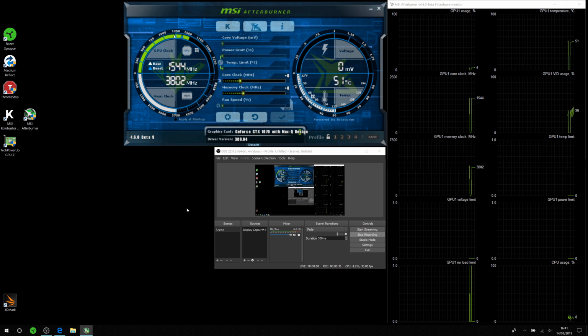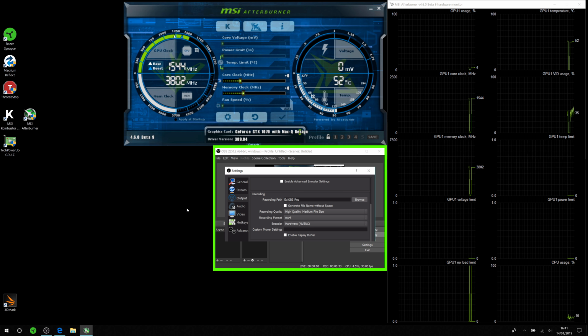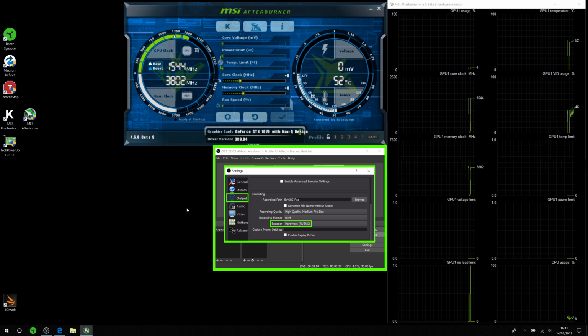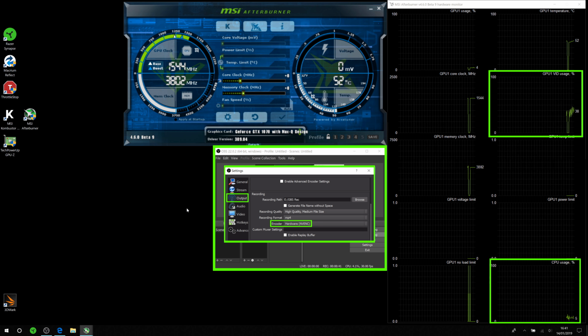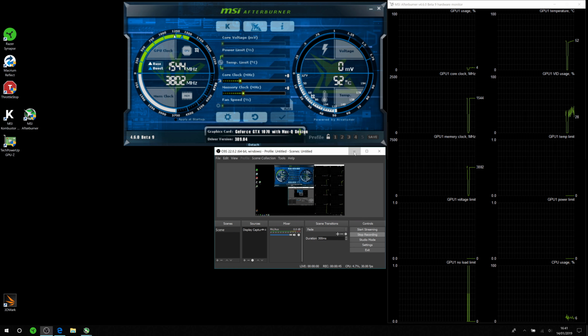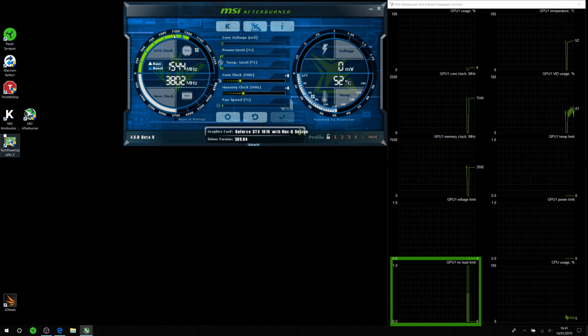OBS settings, output, recording encoder changed to hardware NVENC. Because that's set, we are now using the GPU's built-in encoder chip. This results in very low CPU and very low GPU usage, and in this case, keeps the temperatures nice and low.